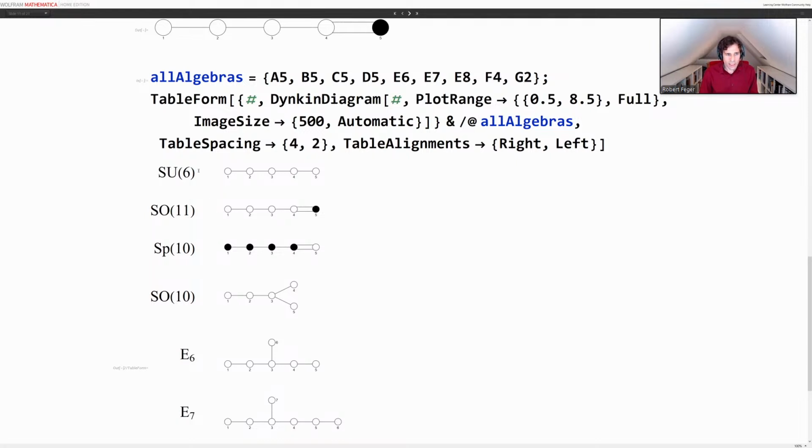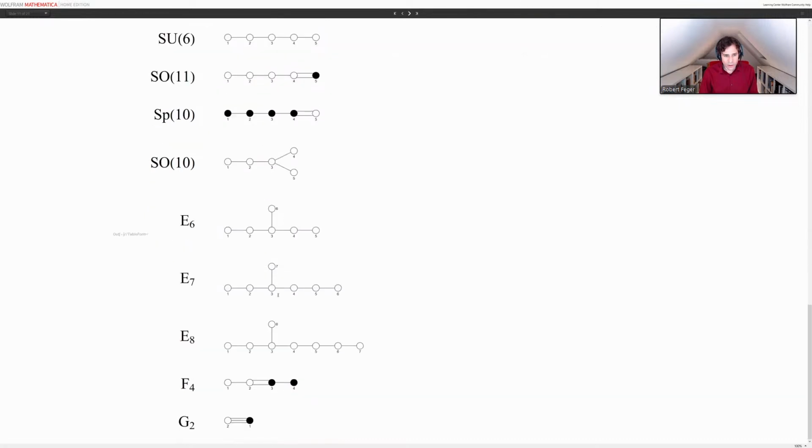Here I have collected some of the plots, an example for each of the algebra types. So SU6 is an A5, SO11 is here. The symplectic groups, this is one of the examples, and the exceptional groups up here. And here you have another example in G2. You have even the angle of 150 degrees between the two simple roots.